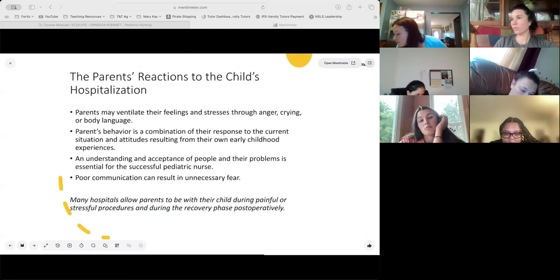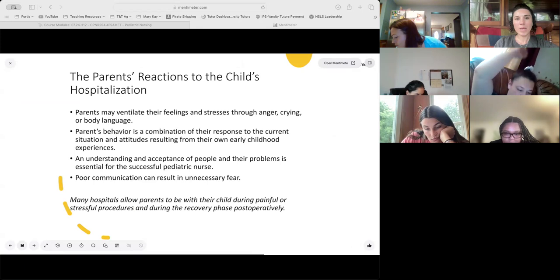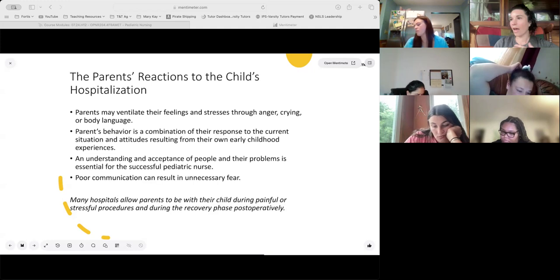So not only do we have to worry about our child's reaction to being in the hospital, but they come with parents and family members as well. So we have to understand that they have their own experiences that are attached to this on top of what their child's going through. So they may ventilate their feelings, their stress. We might see them coming off angry, crying, hostile body language. They may be yelling at us. Not necessarily anything that we have done, but it may just be a response to their child being in the hospital, causing stress, and then their own experiences in the past also weighing on them.